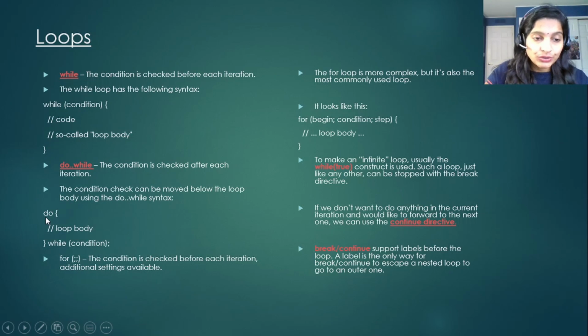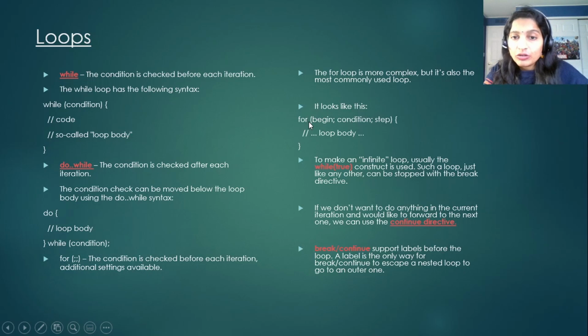So here it is do and while the condition. And we should not forget to put the semicolon at the end of this while statement. While and do while look similar, just the while condition is put first in the while loop and in do while it is at the end. For loop is the same. The condition is checked before each iteration and additional settings are available.